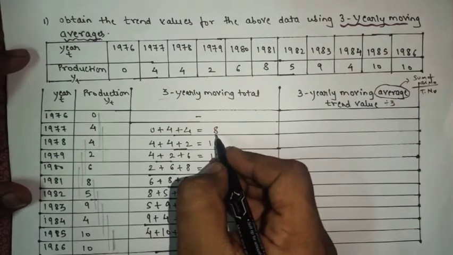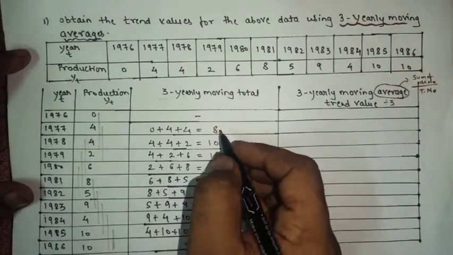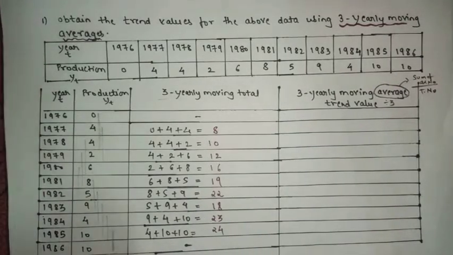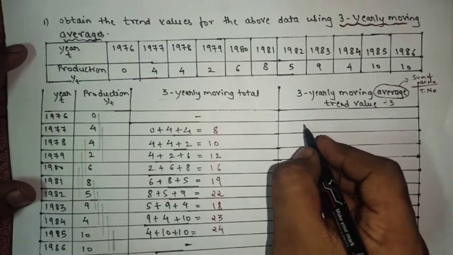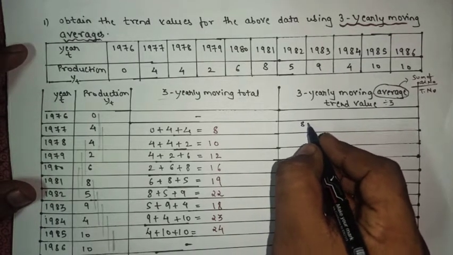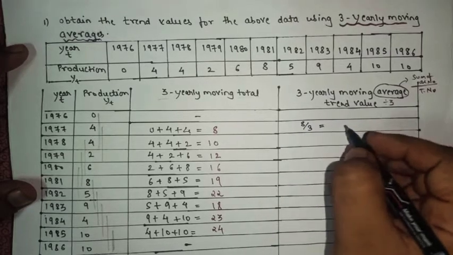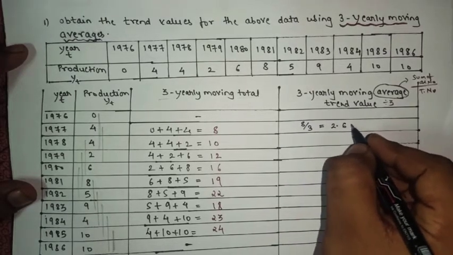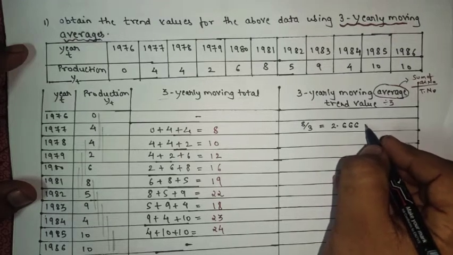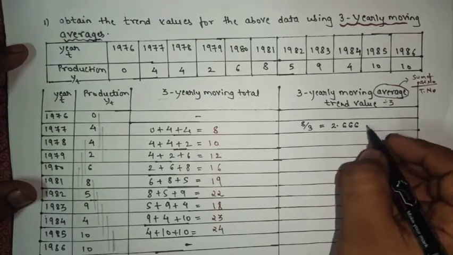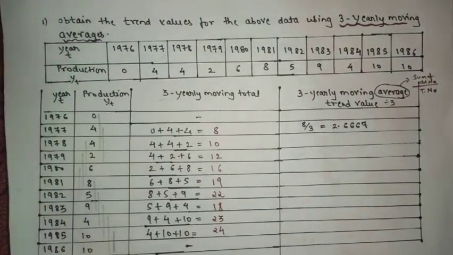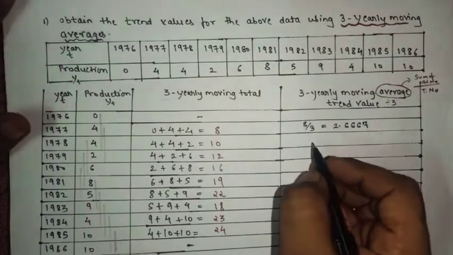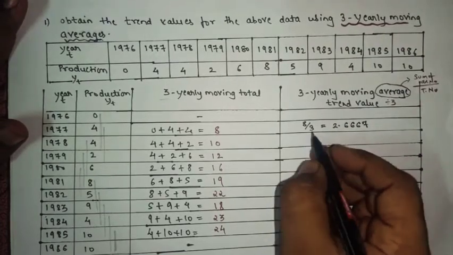When you divide 8 by 3, the answer will be what? No need of showing this step, 8 divided by 3, directly you can write your answer: 2.6666 recurring. So 6666 means here we can write 7. You can take up to 4 decimal places in your answer. Next one will be 10 divided by 3.